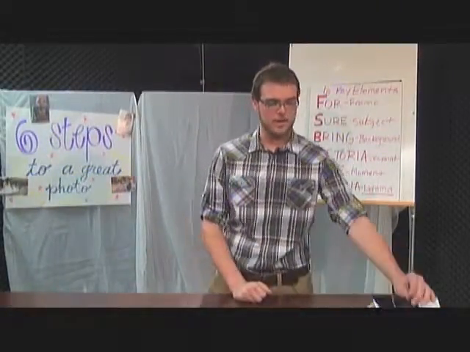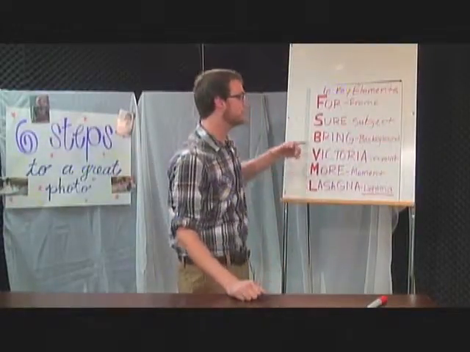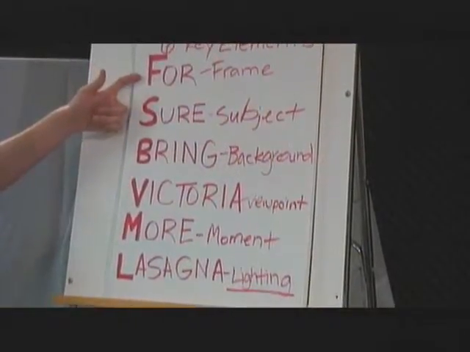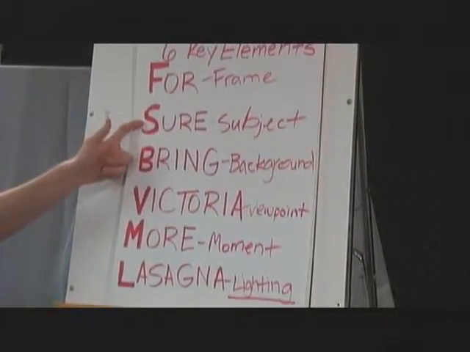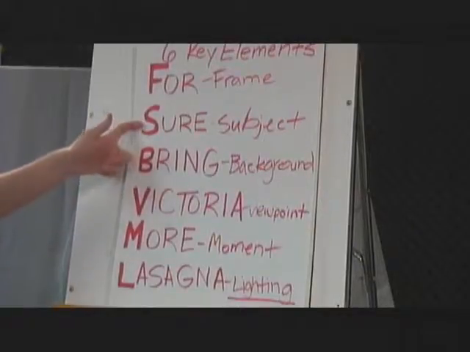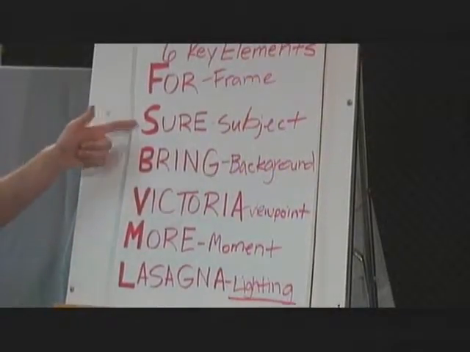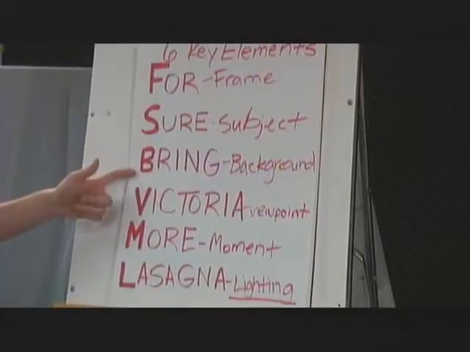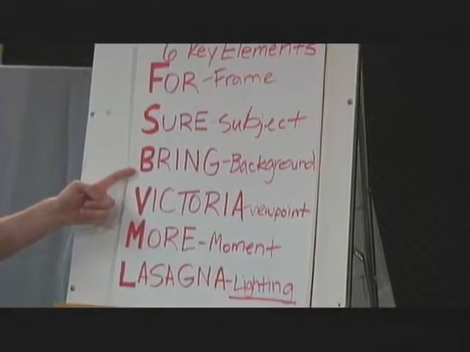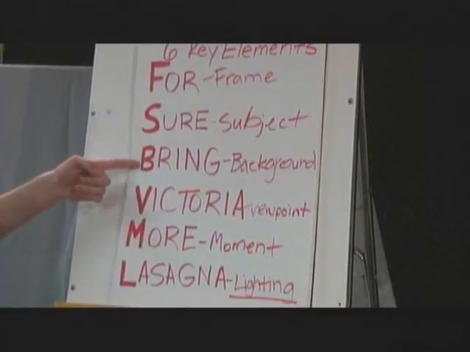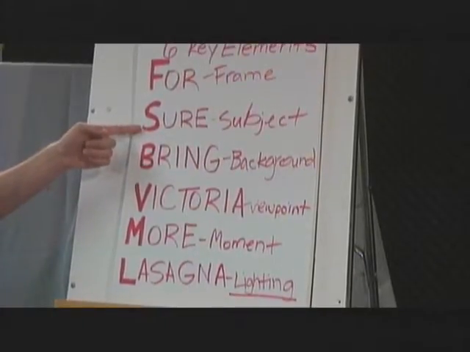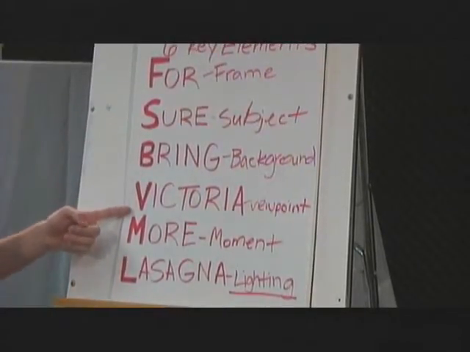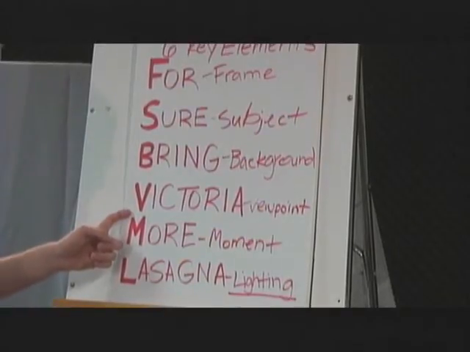So I will run back through these just to make sure you haven't forgotten. The F is for frame. You want to make sure that you frame everything correctly. Subject, like I said, you're always going to have a subject, whether it's defined or undefined, and that's the main point of the photo. And B is for background. You really want to pay attention to that background. Make sure it's not overpowering the subject, because like I said, the subject is the main part of the photo. It's really what you want in the photo. And V is for viewpoint. Get those different viewpoints.